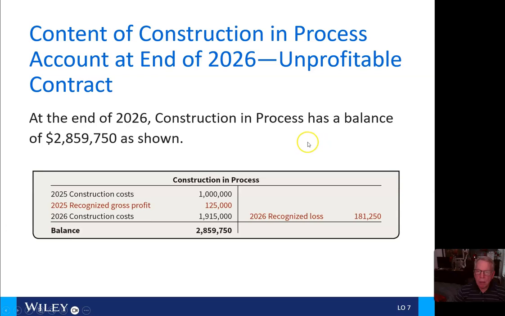And the balance sheet, I should say, the content of the construction in process account at the end of 2026. The construction in process has a balance of 2,859,750 as shown here. And here's our construction costs in 2025, then 2026, and our recognized loss of 181,250.